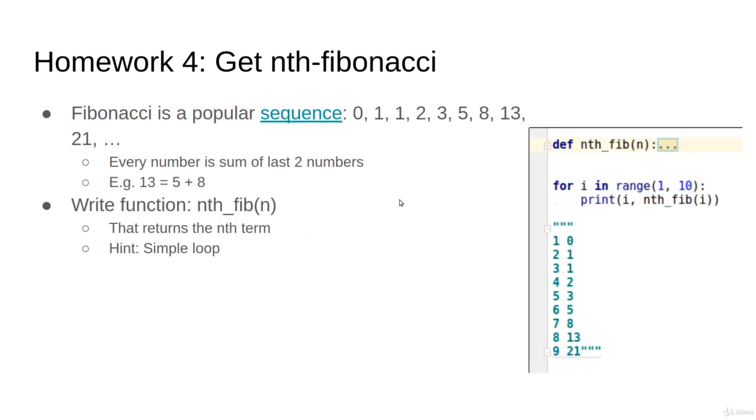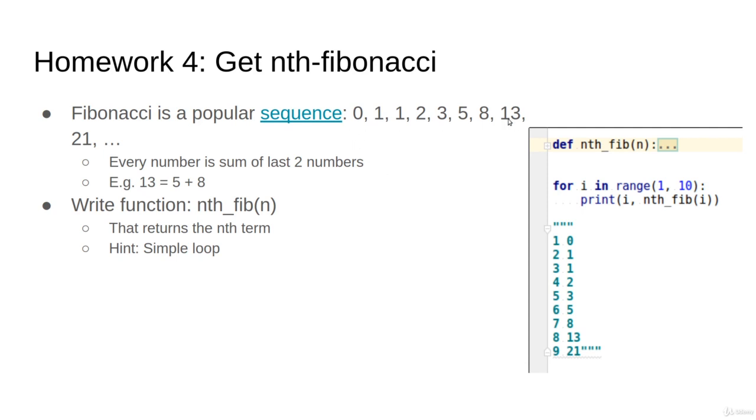Homework number 4, we will implement what we call a Fibonacci sequence. Fibonacci sequence is a very popular and amazing sequence. The sequence is as following: 0, 1, 1, 2, 3, 5, 8, 13, and so on. Every number here is the summation of the previous 2 numbers. For example, 13 is the sum of 5 and 8. 8 is the sum of 3 and 5. 5 is the sum of 2 and 3.